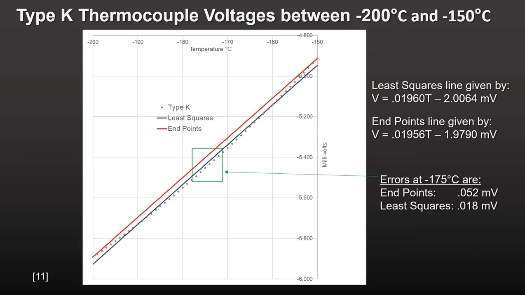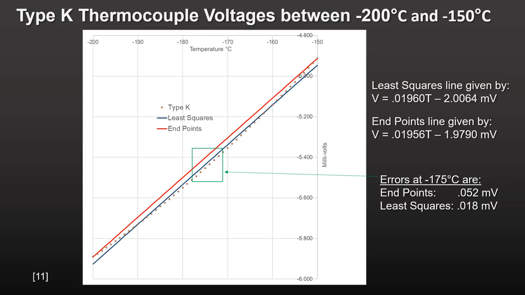In this graph, the orange-colored dots represent the raw thermocouple data points from the www.nist.gov website. The red line is a line drawn between the endpoints at minus 200 degrees C and minus 150 degrees C. It overestimates the voltage at all other points. The blue line is created by the least squares method. By design, it is located above some of the raw data points and below others. The two lines have different slopes and different y-intercepts as shown on the right.